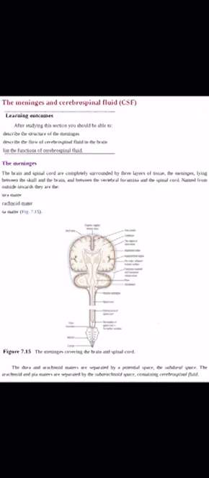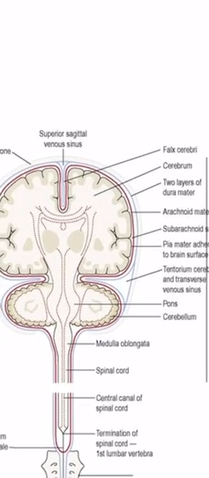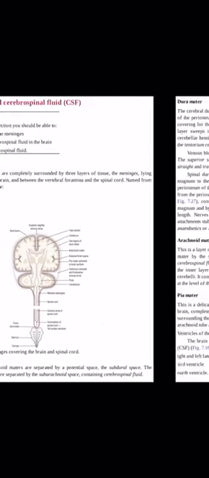The space between the dura mater and the arachnoid mater is a potential space and is called the subdural space, while the space between the arachnoid mater and the pia mater is called the subarachnoid space, and it contains the CSF. As you can see here in this diagram, the blue lining represents the dura mater, while the red one is arachnoid mater. The pia mater is the innermost layer and adherent with the brain tissue.